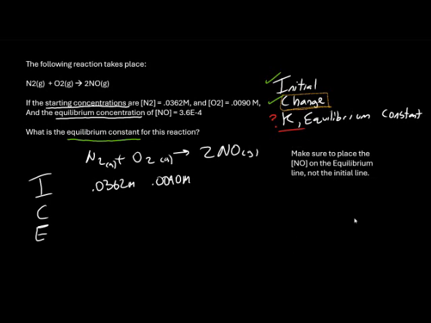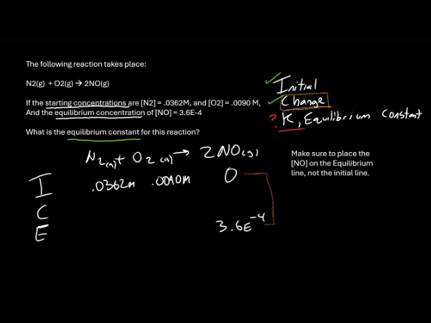Once again, the way that we know that is because it says equilibrium concentration of NO, not initial concentration. This will go on the equilibrium line here. Now, since we don't have a starting concentration for NO, we can safely assume that is 0. Now, notice we have not filled in the change yet, but we can see that we know the initial concentration for NO and the final equilibrium concentration for NO.